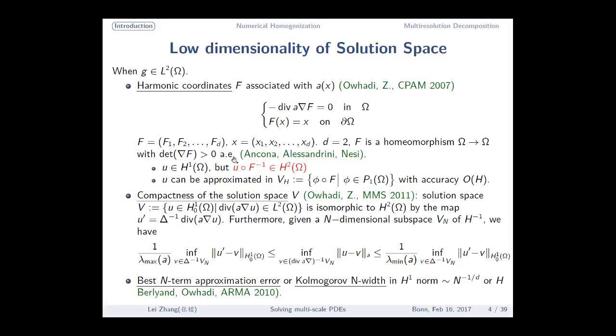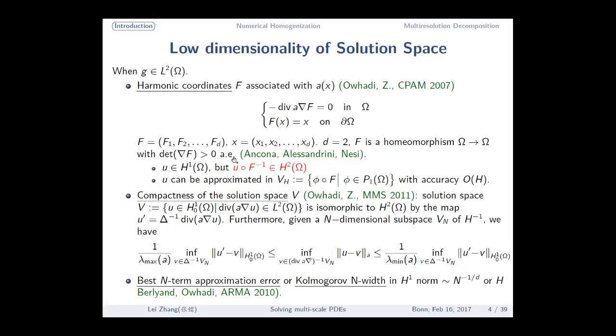You can show that this F is actually a homeomorphism when d equals 2, but unfortunately this does not hold for d equal to 3. There are some counterexamples. This does not hold, so it's not a mapping.